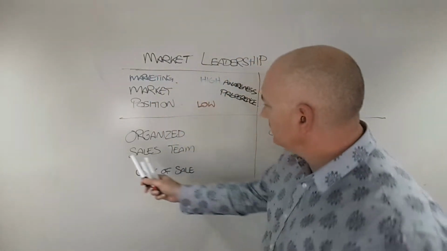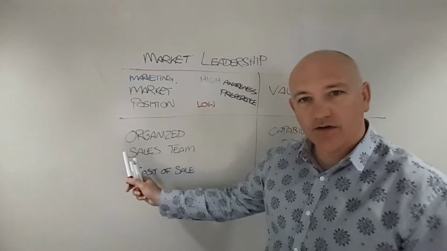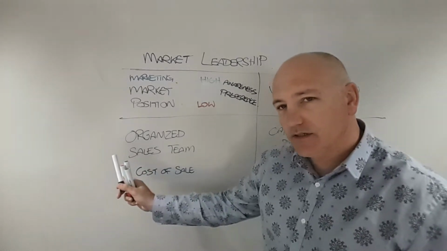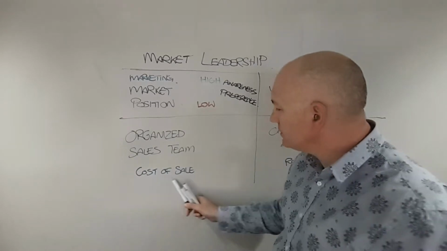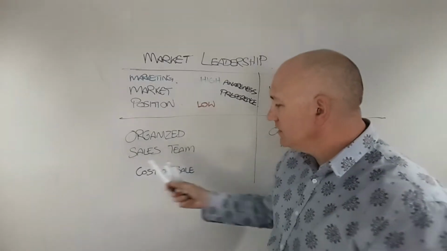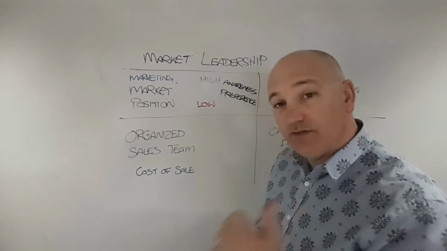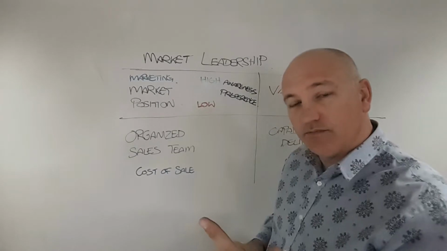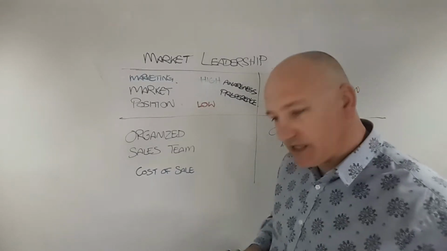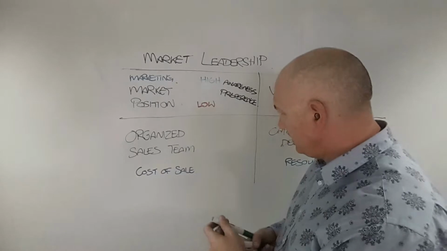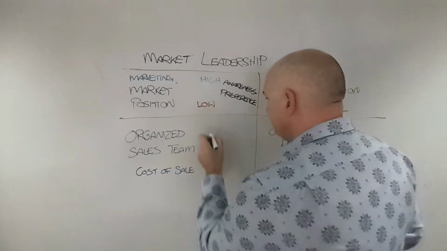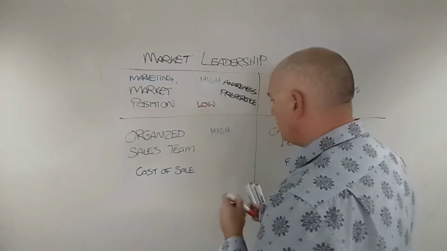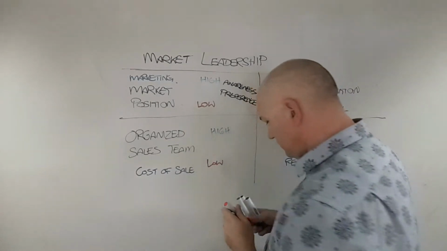Okay, so next, do we have an organised sales team? So if we have an organised sales team and we have adequate marketing resourcing, then it reduces our cost of sale. So we need to be organised. So would you say that you have a good sales process? You have marketing processes in place that reduce your cost of sale. And okay, so do we have an organised sales team? We need to decide whether we have high or low on the scale.